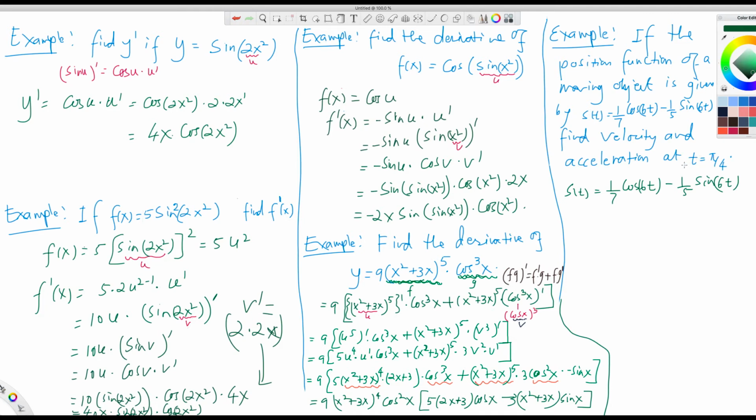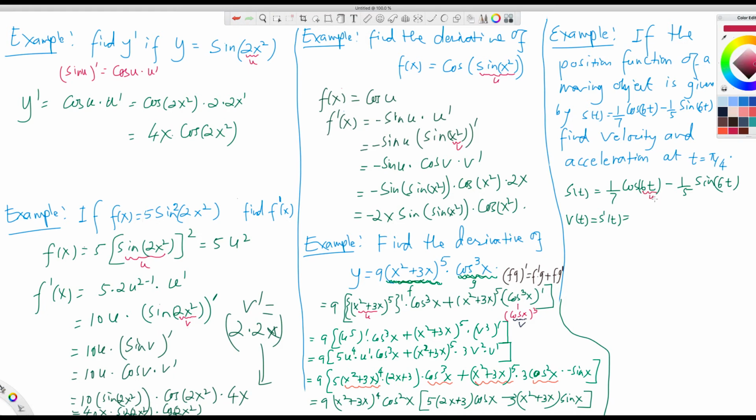So how do I find the velocity? Velocity is the first derivative, and the acceleration is the second derivative. So v of t, the velocity, is s prime of t. You find the derivative of this one. It is not just cosine t, it is cosine 6t, so you have to do the chain rule again.